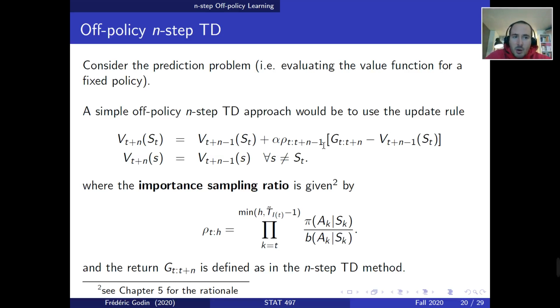So we showed that multiplying the current estimate by the importance sampling ratio, one, doesn't introduce bias in our algorithm, and two, greatly reduces variance, which should improve the estimation of the value function much faster.